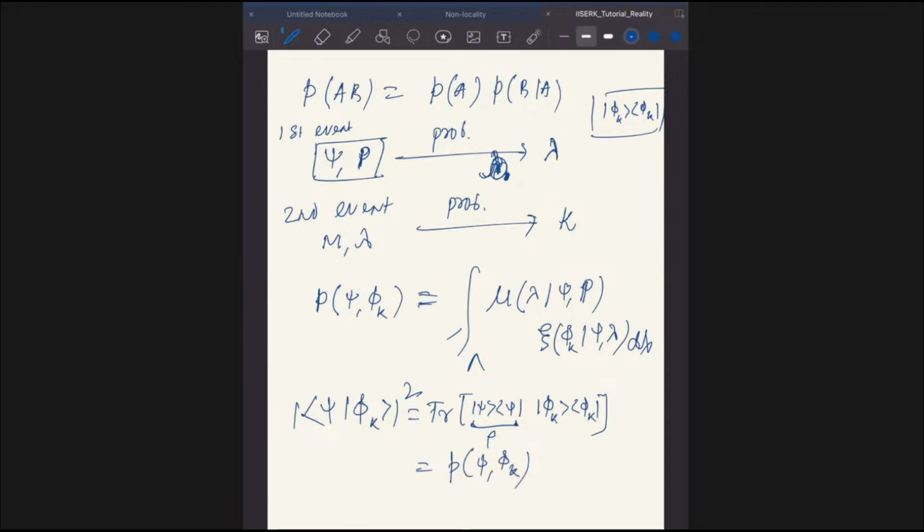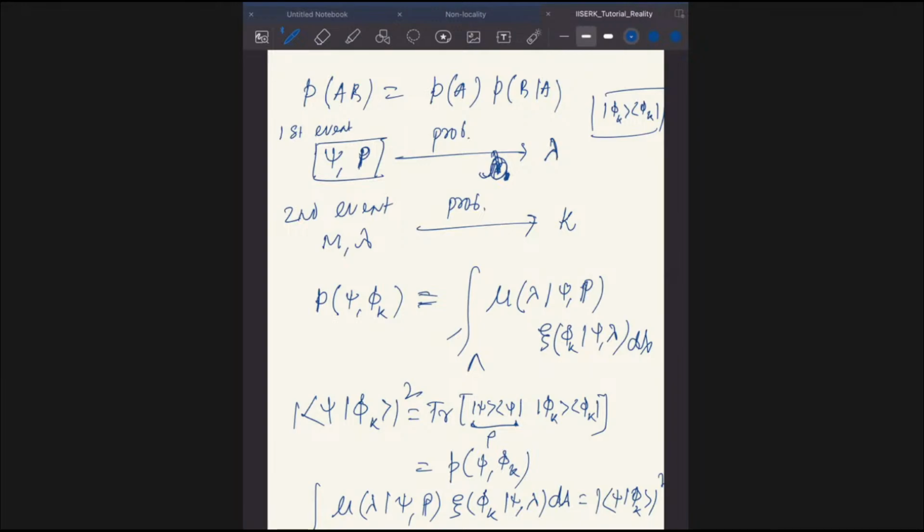Now our second demand should be fulfilled: the quantum mechanical probability should be reproduced by this model. So now I can write the integral of mu of lambda given psi, times xi of phi k given psi and lambda, d lambda, equal to the mod square of the overlap of psi and phi k. This is true, right? Is it understandable? Okay, let me move on then.